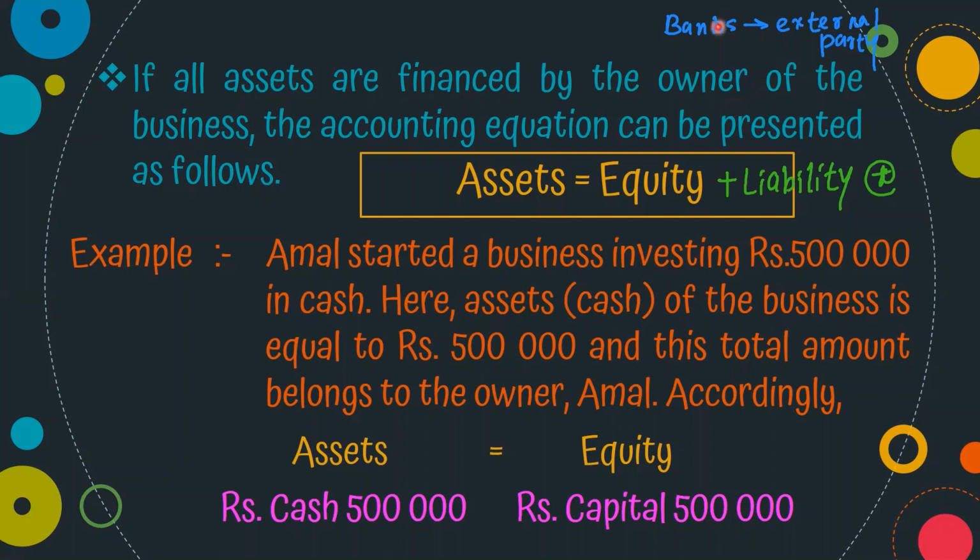If there are external parties as well, like I said earlier about bank loans, they can also provide resources. A classic example would be a bank loan. So liabilities will also be there. So guys, assets will be equal to equity plus liability. I hope you guys understood this.